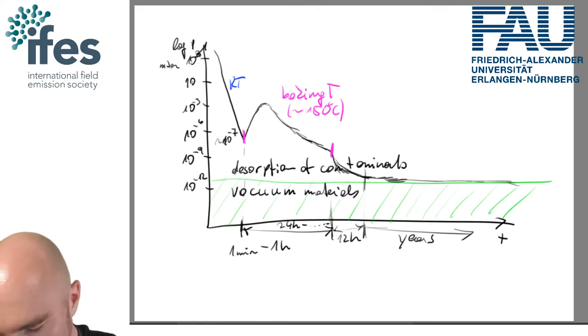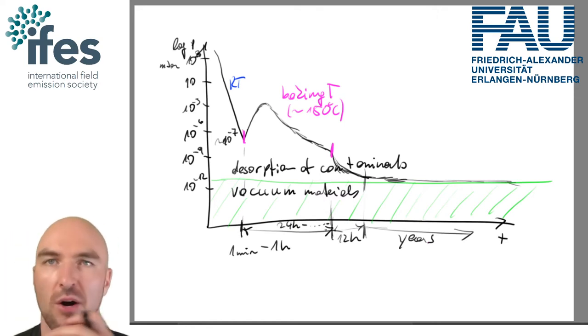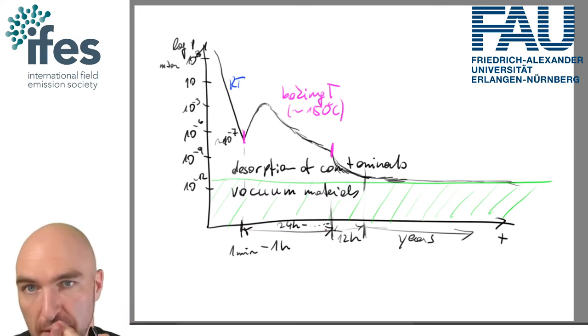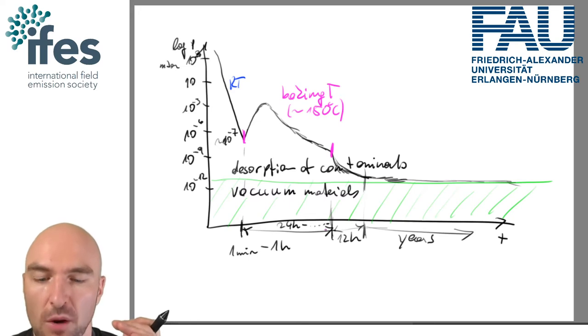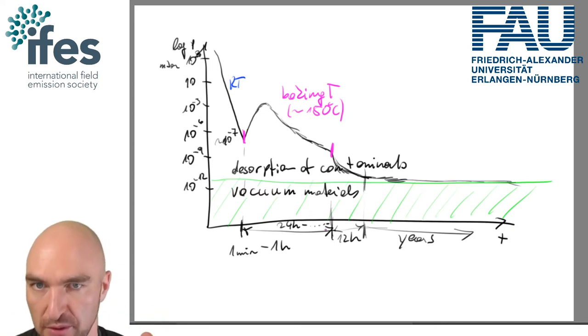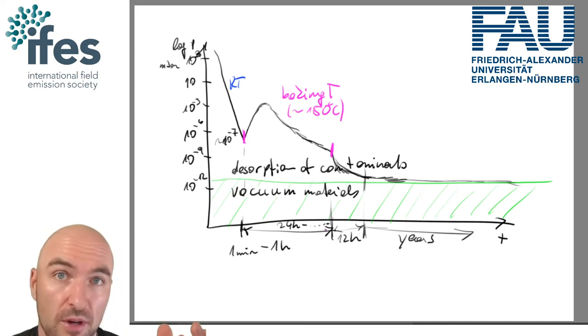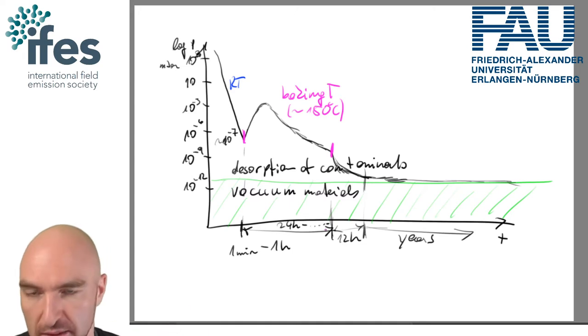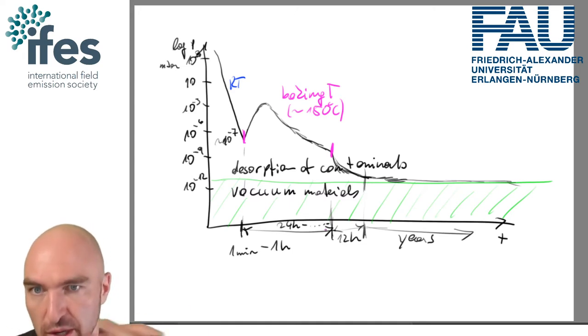The length of the bakeout essentially depends on how hot you go with your bakeout. So the hotter you bake, the quicker it goes. It also depends on the thermal connectivity of your system. If you've got a system with a lot of things that are thermally well isolated from the rest of the system, because, for example, you have cooled parts in there, then it takes longer because you obviously need to equilibrate the heat.